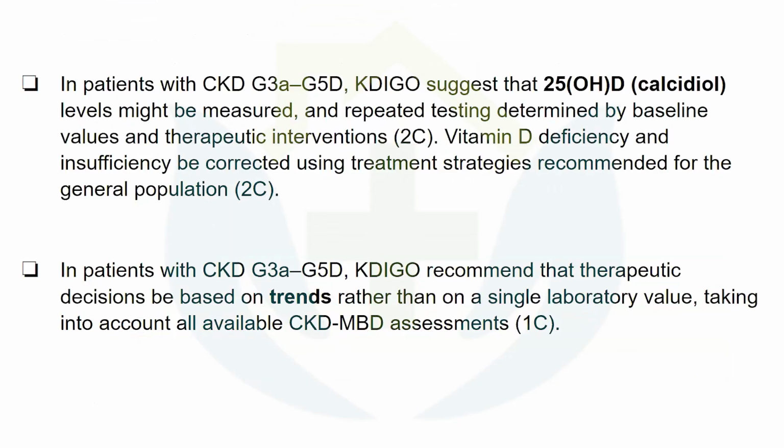In addition to this, native vitamin D or 25 hydroxy vitamin D assay is also measured. And if there is vitamin D deficiency or insufficiency, that needs to be corrected as per the recommendations for the general population. So for all these parameters, more important than a single lab value is the trend of the levels for deciding on the treatment.